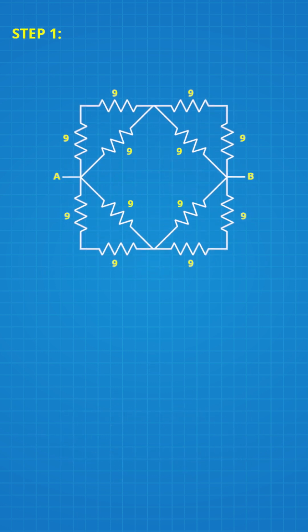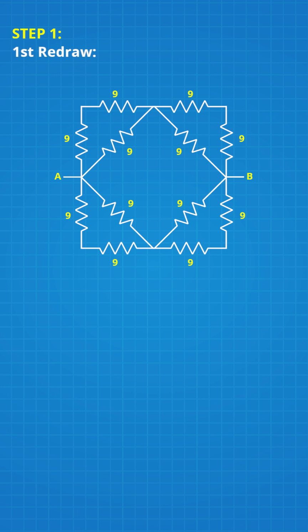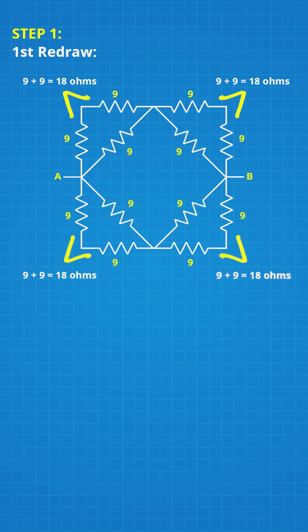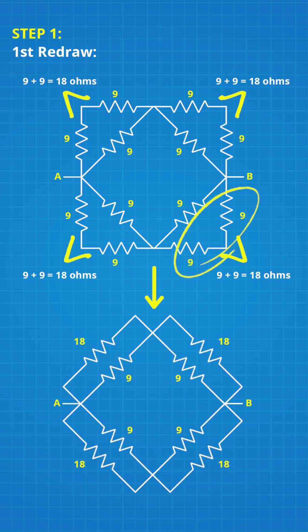We'll begin by redrawing the circuit to make series and parallel connections readily apparent. We'll label this redraw as first redraw because there will be several redraws throughout the process. In this case, the primary concept behind our first redraw is to simplify the series connections by combining their resistance to calculate an equivalent resistance.